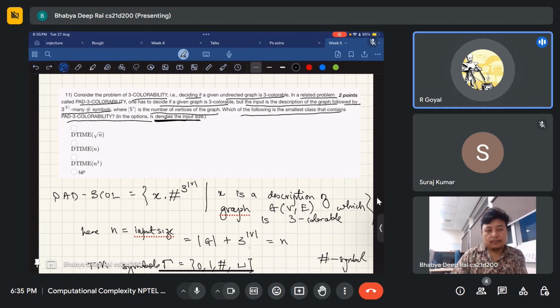The point here is that what is the benefit of including this hash symbol here? Because otherwise, if I do not include the hash symbol here, then this problem is NP complete. So what impact does this hash symbol bring to us to reduce the complexity? n denotes the input size, and the entire thing is equal to n. That is the size of the graph plus 3 raised to the power v.